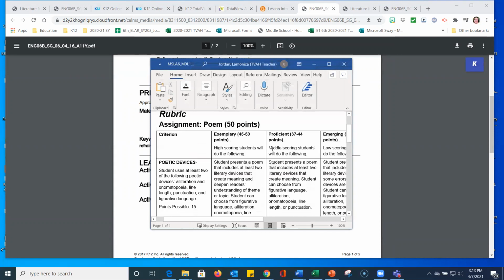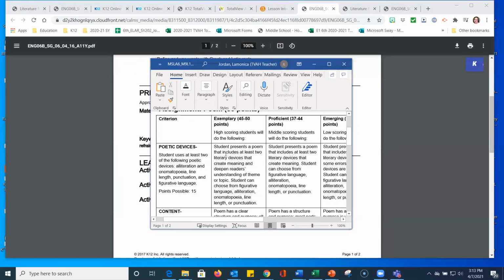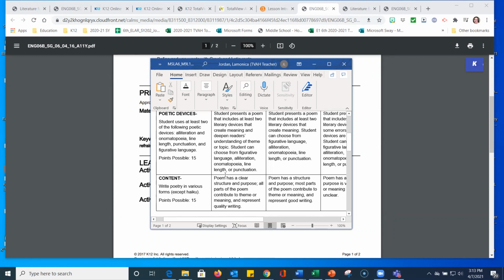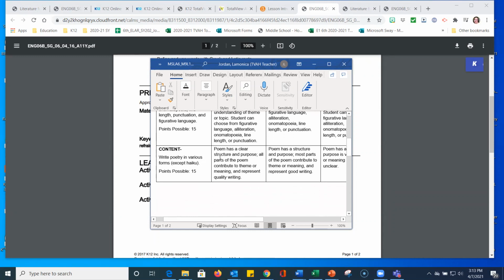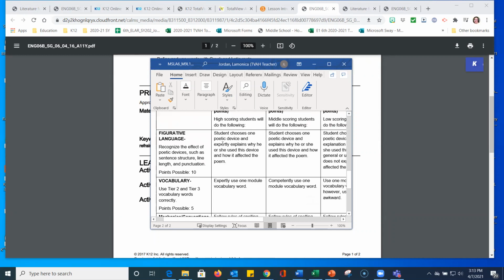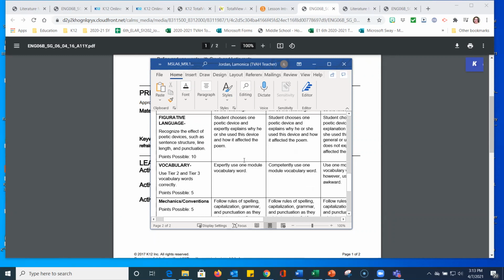All right. So your poem, to make the best grade possible, includes at least 2 literary devices that create meaning and deepen readers' understanding of theme or topic. The student can choose from figurative language, alliteration, onomatopoeia, line length, or punctuation. The content: the poem has a clear structure and purpose. All parts of the poem contribute to theme or meaning and represent quality writing. The student chooses 1 poetic device and expertly explains why he or she uses this device and how it affected the poem. So you're going to write the poem and then you're going to write a critique of your poem.